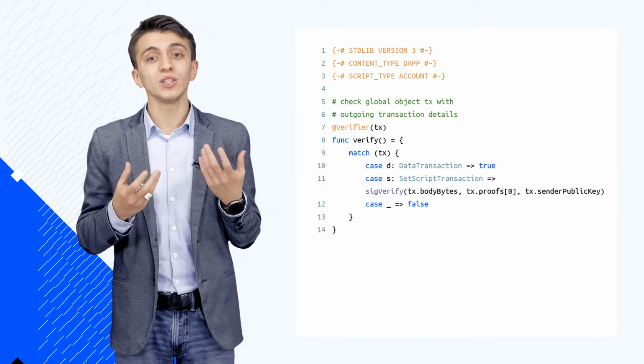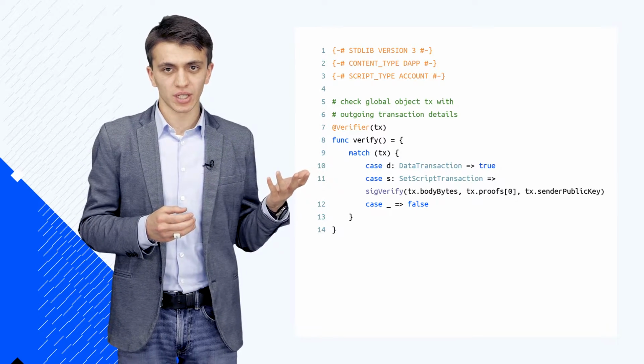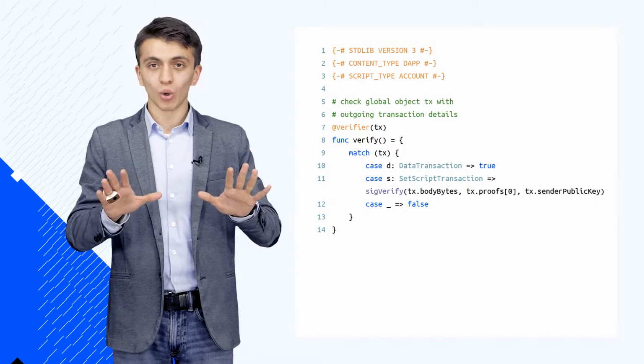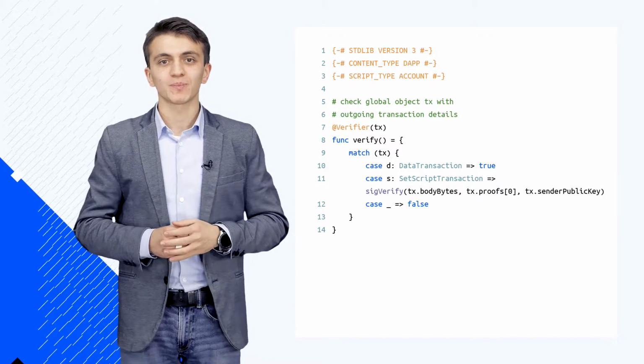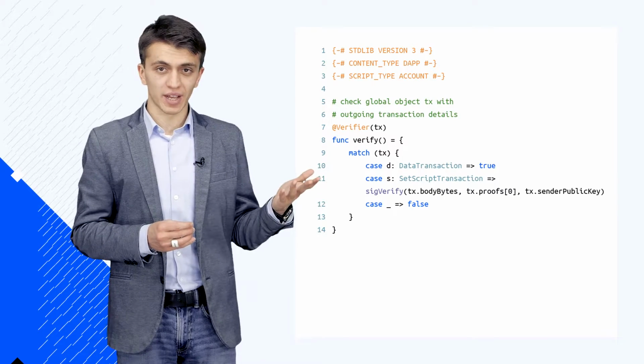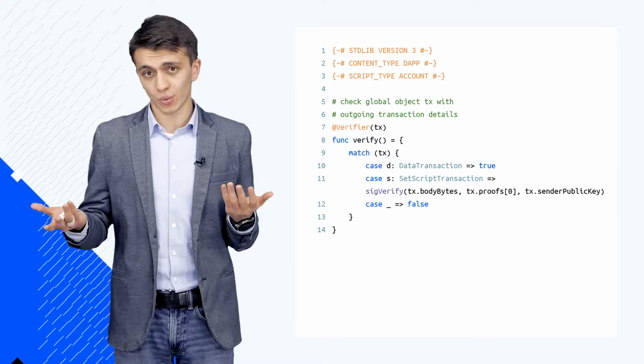And we can use the SigVerify function in the pattern matching construction within the verify function. I'll explain all this stuff a little bit later. So SigVerify returns a Boolean true value when the DApp owner signs the transaction and false otherwise.